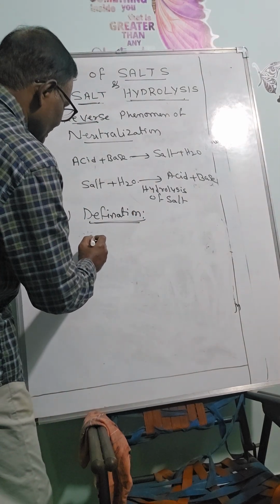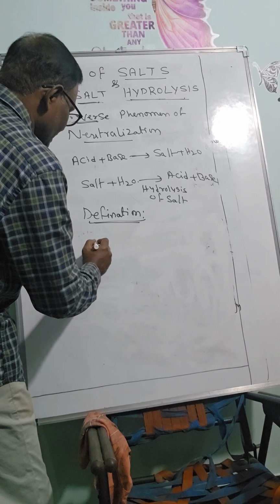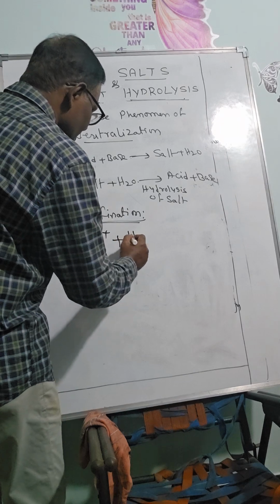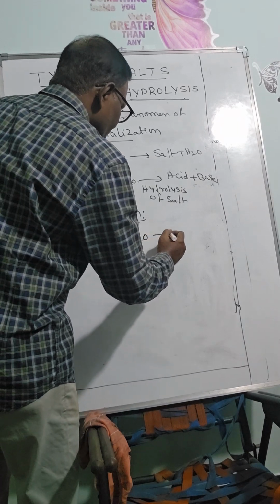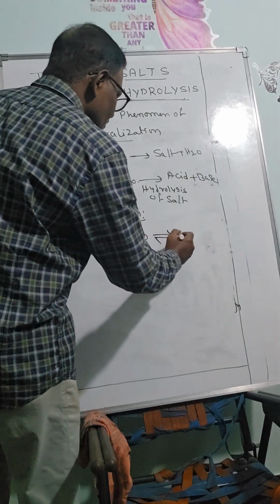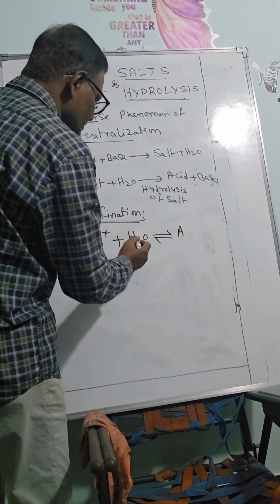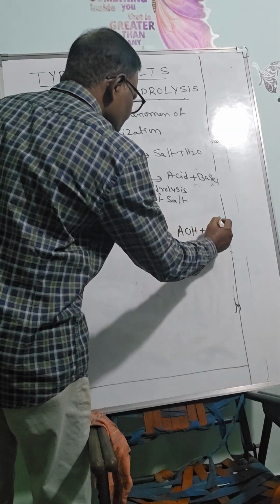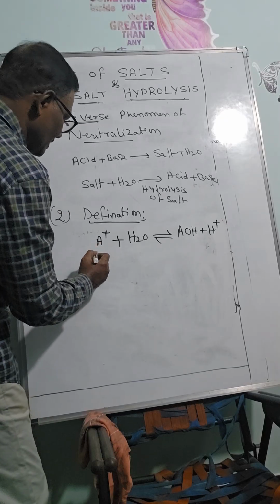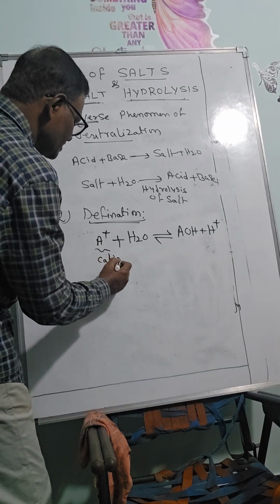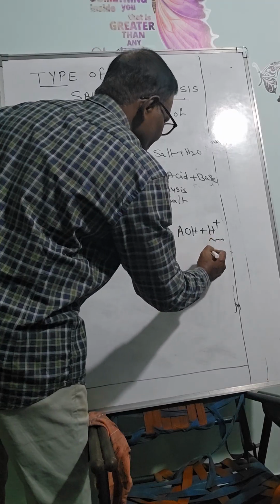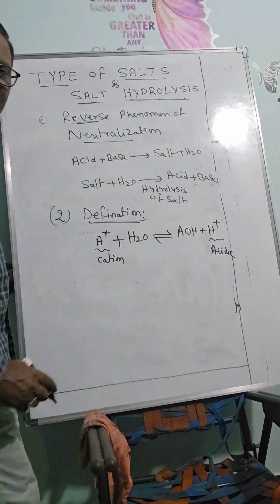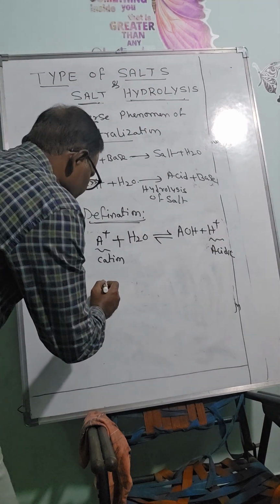See the example, children. Hydrolysis of cation. I am taking A+ as the general formula of a cation. Hydrolysis with H2O: the cation A+ combines with the opposite charge OH-, producing H+ ions. So whenever a cation undergoes hydrolysis, H+ ions are produced. What is the nature of the solution? Acidic nature.